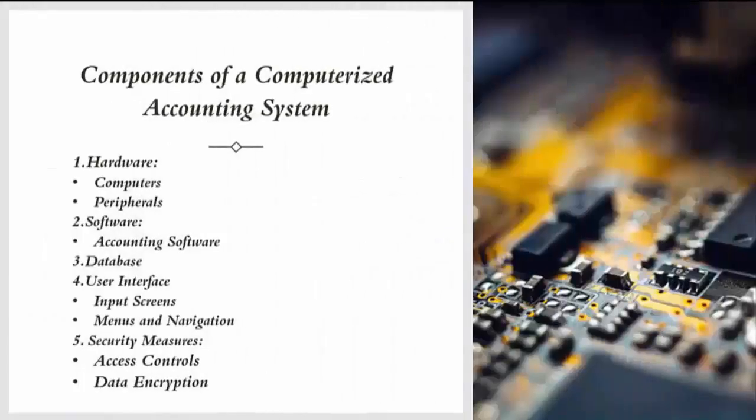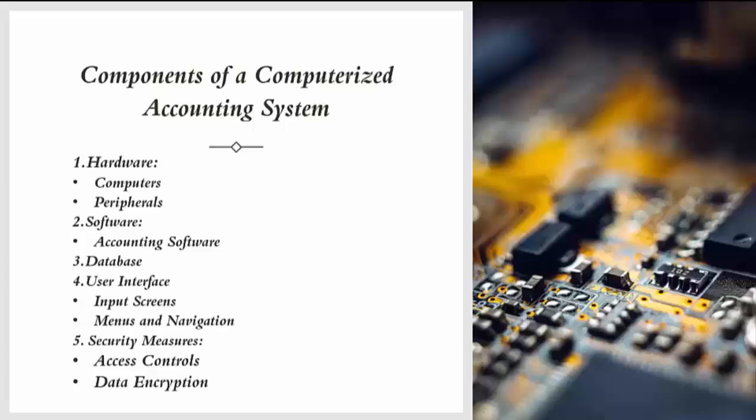Components of a computerized accounting system. 1. Hardware. Computers, desktops, laptops, or servers that run the accounting software. Peripherals, printers, scanners, and other devices used to input and output data. 2. Software. Accounting software, programs designed to handle financial data, perform calculations, and generate reports. Examples include QuickBooks, Sage, and Xero. 3. Database. Data storage, a centralized database that stores all financial transactions and records. This ensures data is organized and easily accessible.